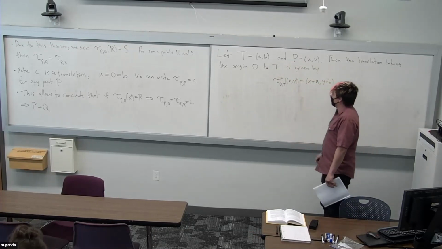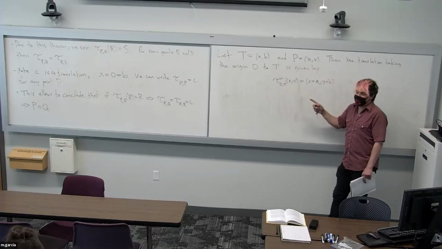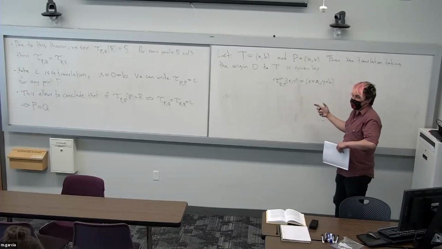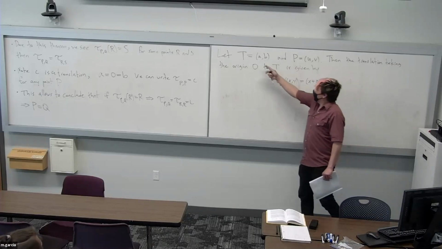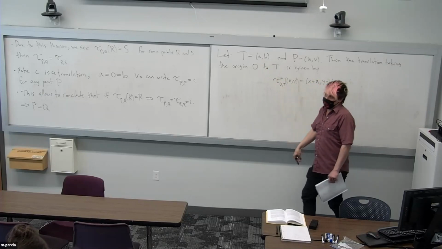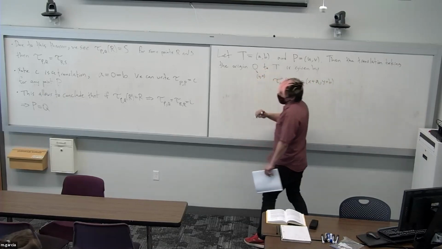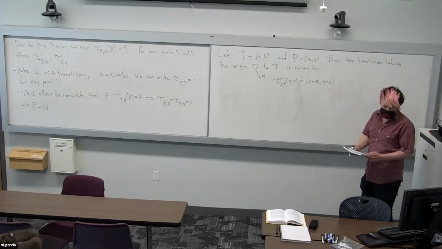Right? If you look back at our formula for tau sub P comma Q, I used the coordinates of P and Q to determine these A and B. My coordinates for T are A and B. My coordinates for the origin are 0, 0, right? That's why they don't appear here. Okay?